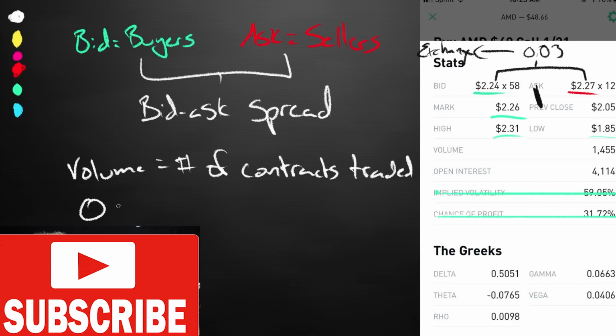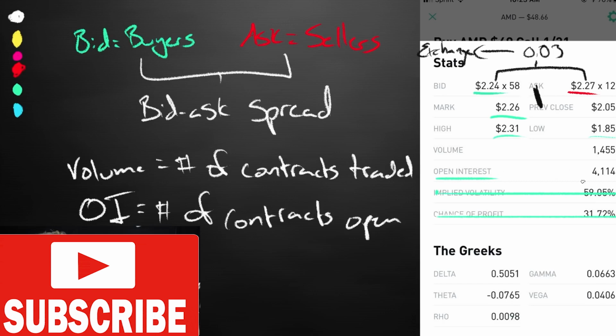Open interest, which we're just going to call OI. And you can see that open interest is right here. Open interest is the number of contracts open. So this is saying currently there are 4,114 of this exact call in existence.